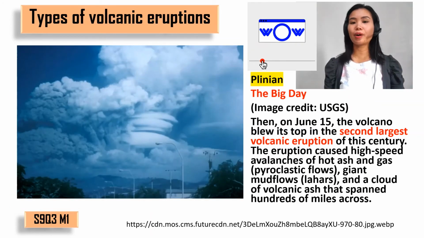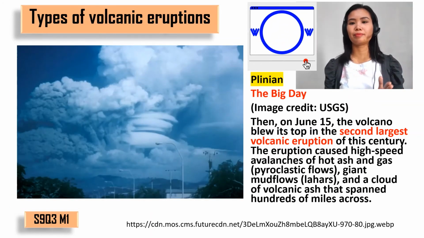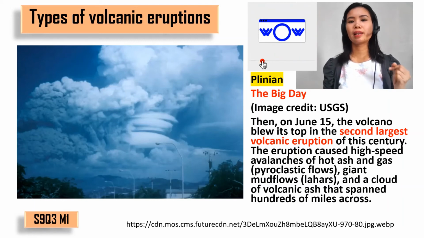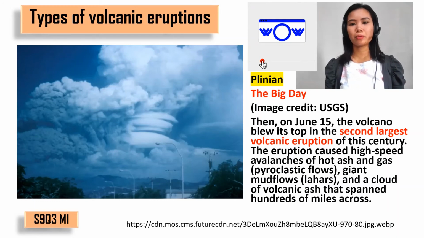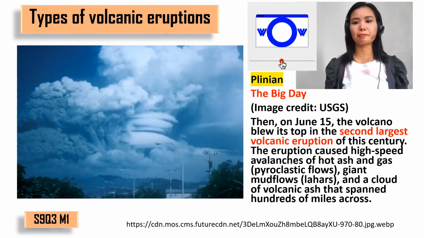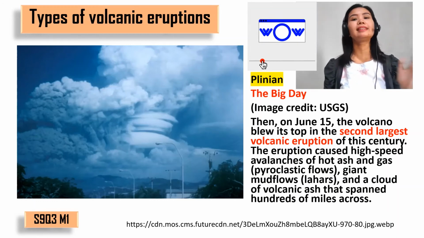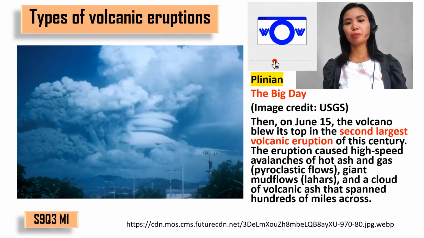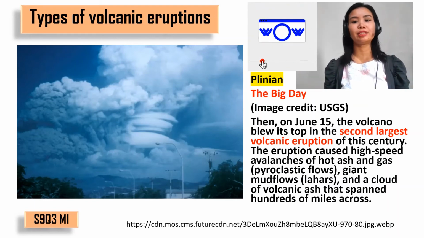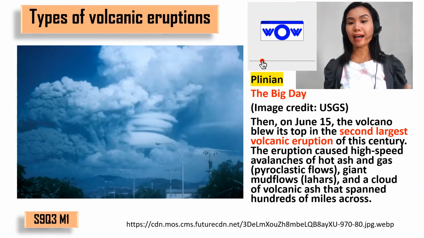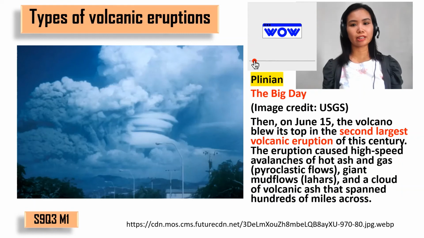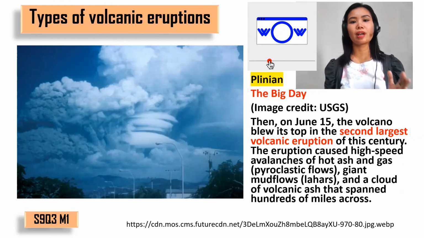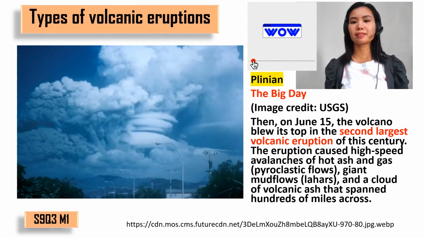The second largest volcanic eruption of the century and by far the largest eruption to affect a densely populated area occurred at Mount Pinatubo in the Philippines last June 15, 1991. The eruption produced high-speed avalanches of hot ash and gas, giant mud flows, and a cloud of volcanic ash hundreds of miles across. The impacts of the eruption continue to this day.